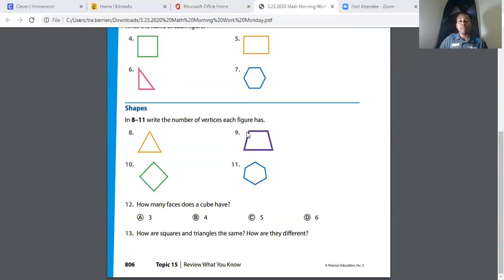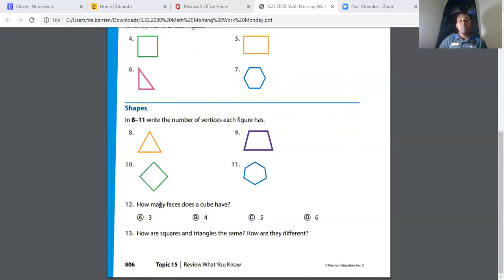Number 9, we do the exact same thing where the edges meet and count the points on the shape. So 1, 2, 3, 4. All right, so we know that this shape has 4 vertices. Number 10, we do the exact same thing where the edges meet. We count those points on each of the shapes. So 1, 2, 3, 4. So we know that this shape has 4 vertices. Number 11, we do the exact same thing where the edges meet. So we count the points on the shape. Once more. 1, 2, 3, 4, 5, 6. So number 11 has 6 vertices.